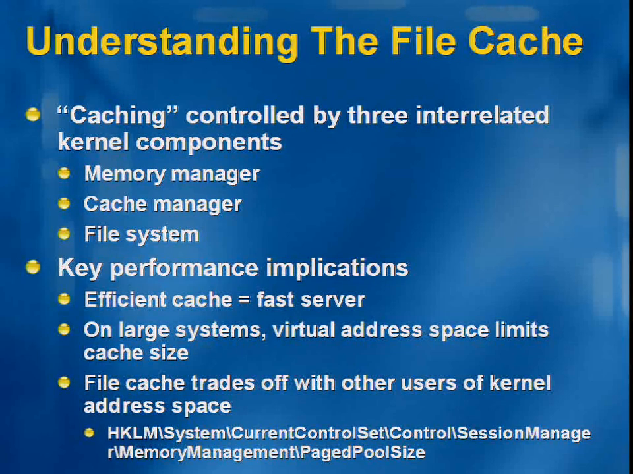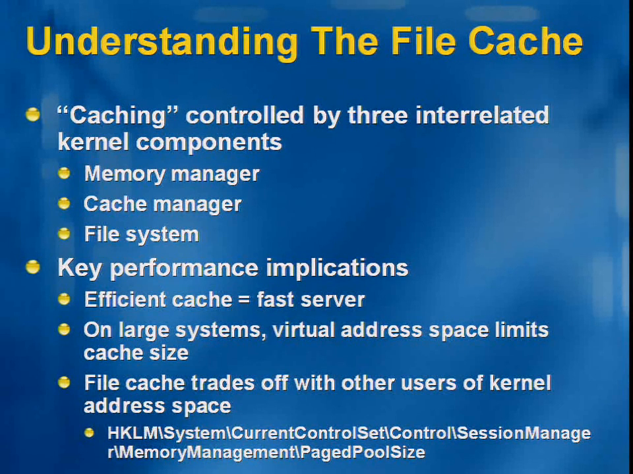Now, the one other thing, and this is the last bullet here, which is sort of interesting, and one of the reasons why I made everyone take an oath at the beginning. If you read some of our file server tuning documents, they tell you, hey, the file cache trades off with other users of kernel address space, and in particular, the paged pool. So you can go in and you can tweak this key and make the paged pool size smaller than it normally would be, and you would have more space for the file cache.